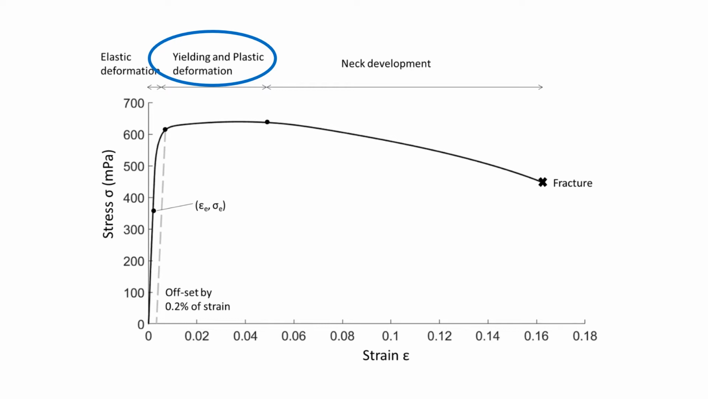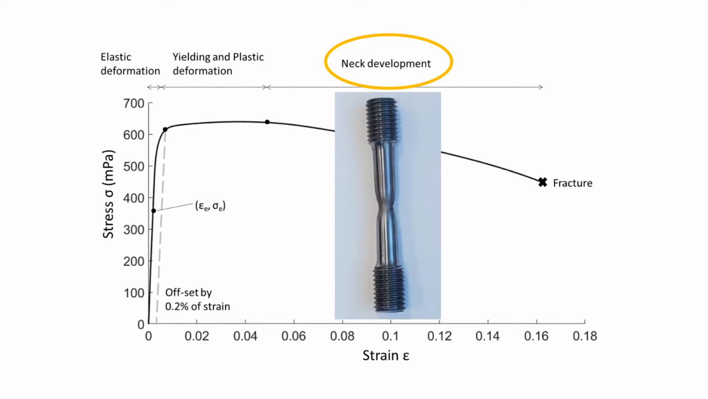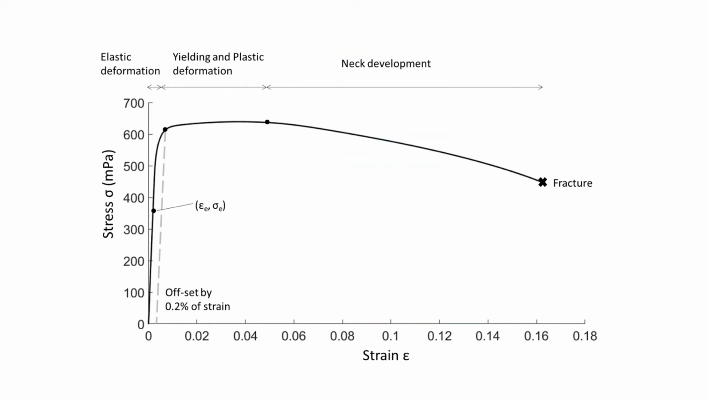The stress continues to rise until it hits the ultimate stress point. This is the ultimate stress, the most stress the material can handle. From here, less stress is needed as the sample starts to develop necking, which reduces the cross-sectional area. This continues until the material fractures.